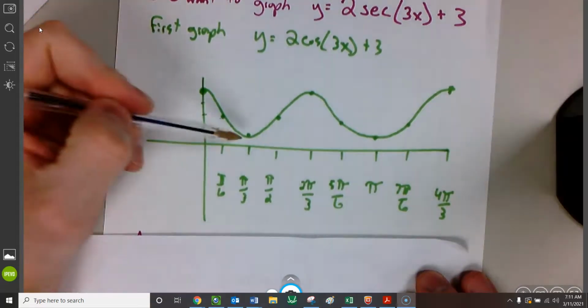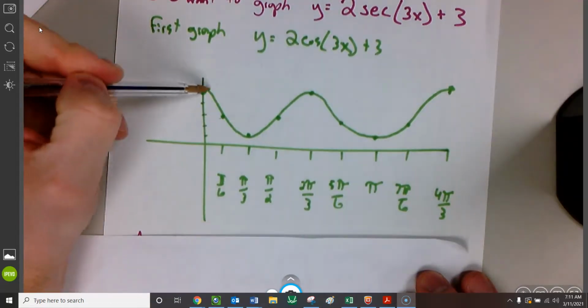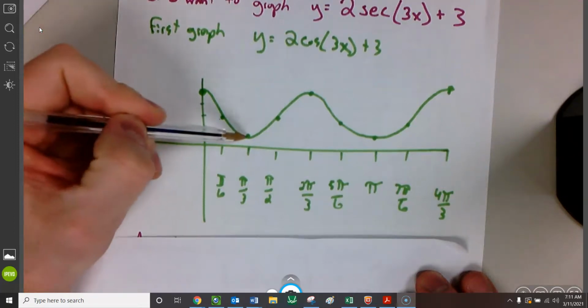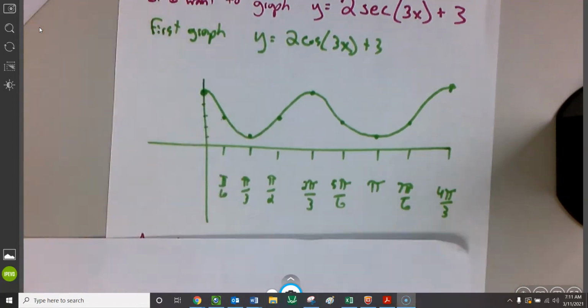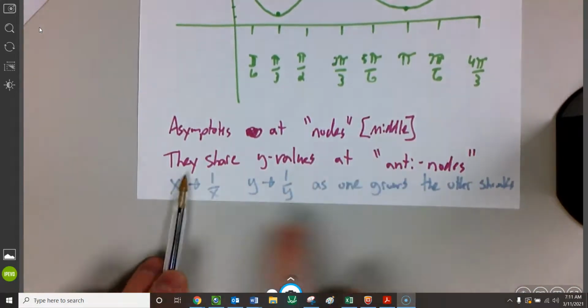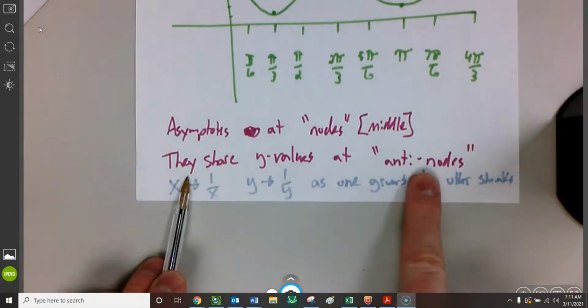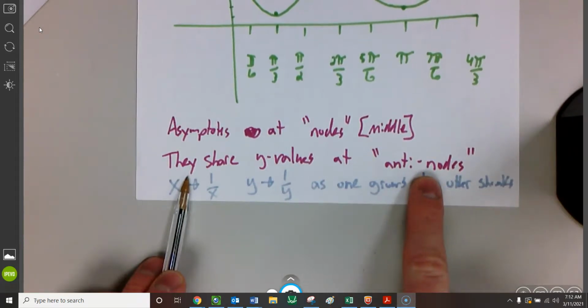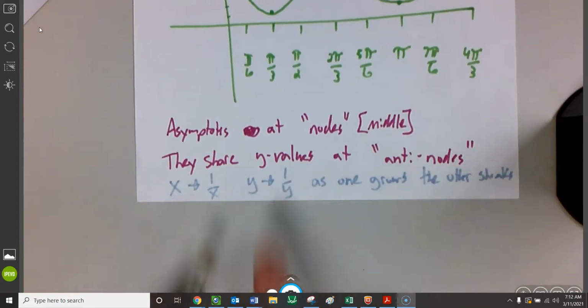Then wherever I'm at a maximum, that becomes a minimum of our little parabola. If I'm at a minimum, that becomes a maximum of our parabola. So asymptotes at the nodes, in the middle, and then they share those y values at the antinodes, that's the 1s and the -1s. And then we have this idea of reciprocal behaviors. One grows, the other shrinks. As one goes up, the other goes down.